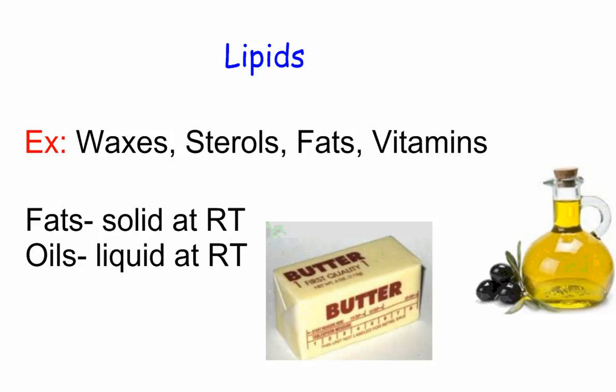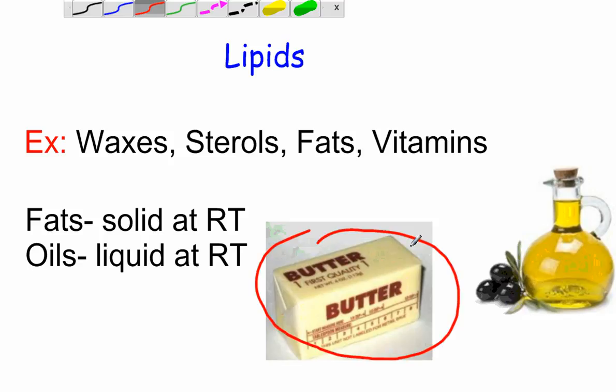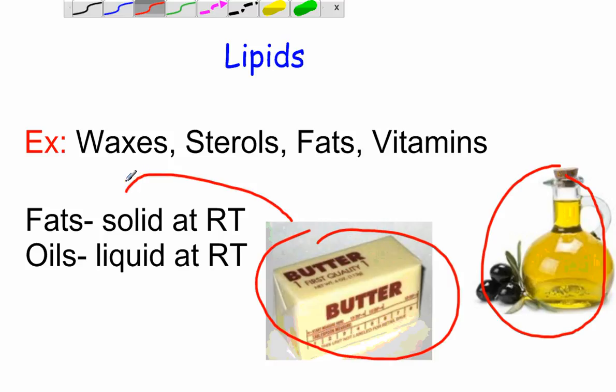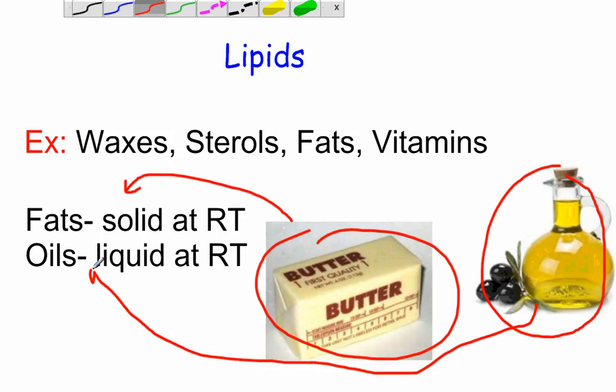Well, one of the differences between the two is that fats are solid at room temperature and oils are liquid at room temperature. So over here, we've got a lipid, butter, and this is also a lipid, olive oil here, but one is obviously a fat. That's the butter because it's solid at room temperature, and the olive oil here is liquid at room temperature. So we would consider that to be an oil.